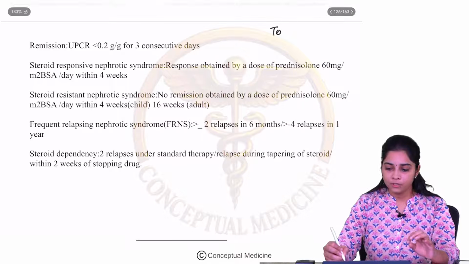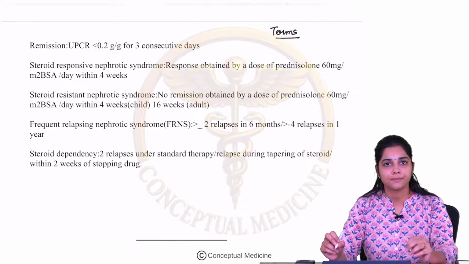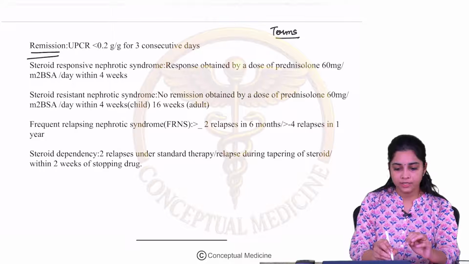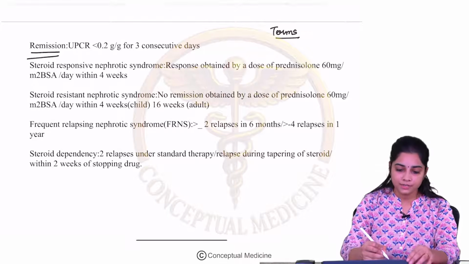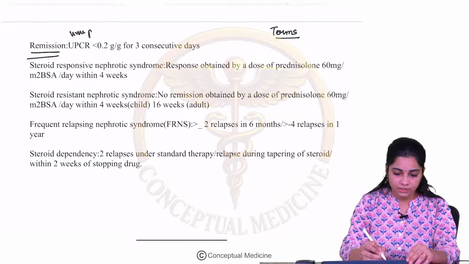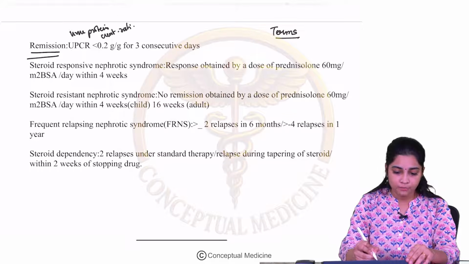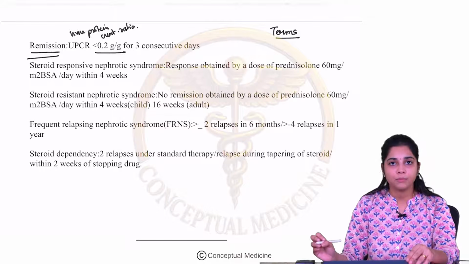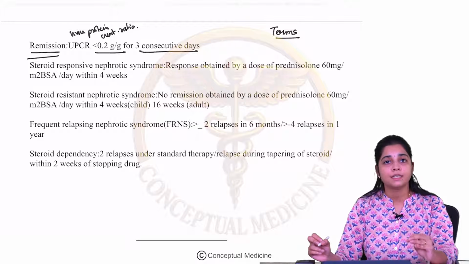Before we move on to the management of MCD, we should understand certain terms associated with these nephrotic syndromes. The first term is remission. Remission is defined as a urine protein creatinine ratio, UPCR, less than 0.2 gram per gram for 3 consecutive days when the patient has been on treatment for nephrotic syndrome.